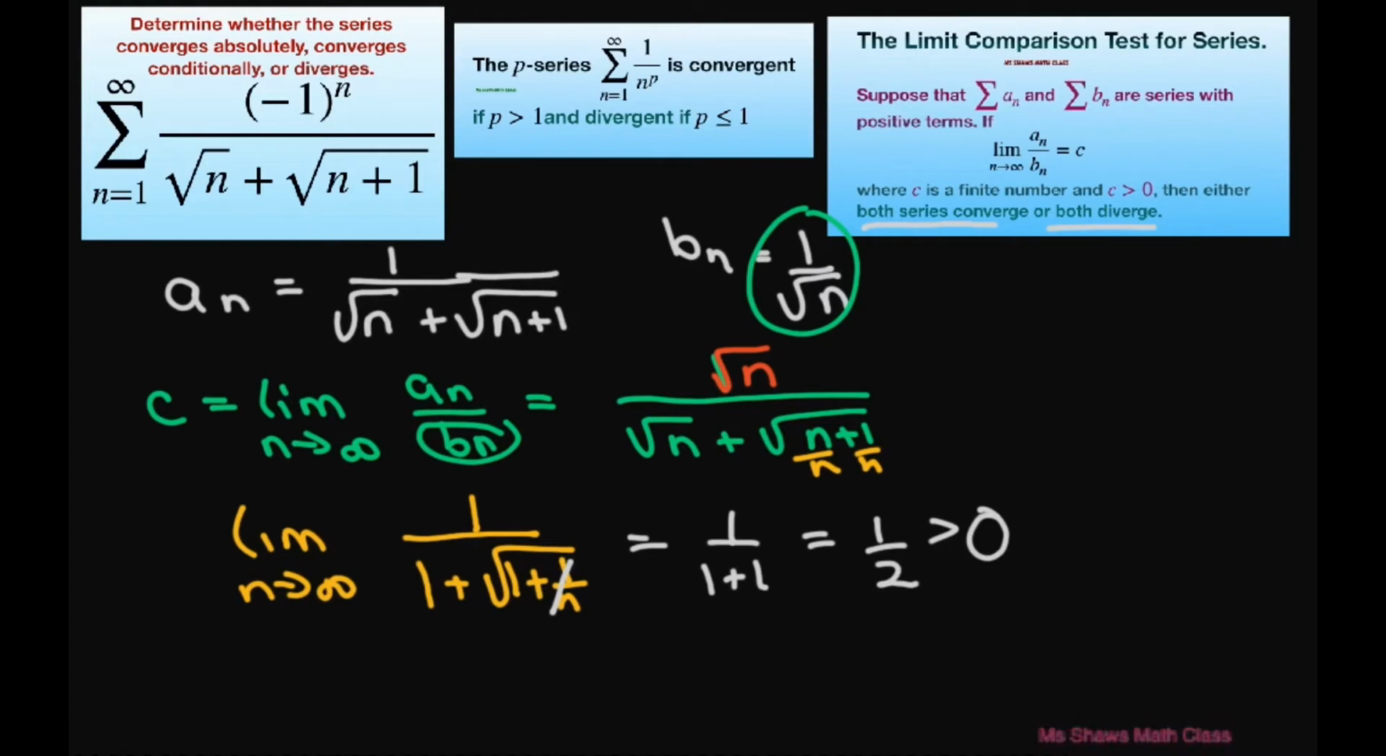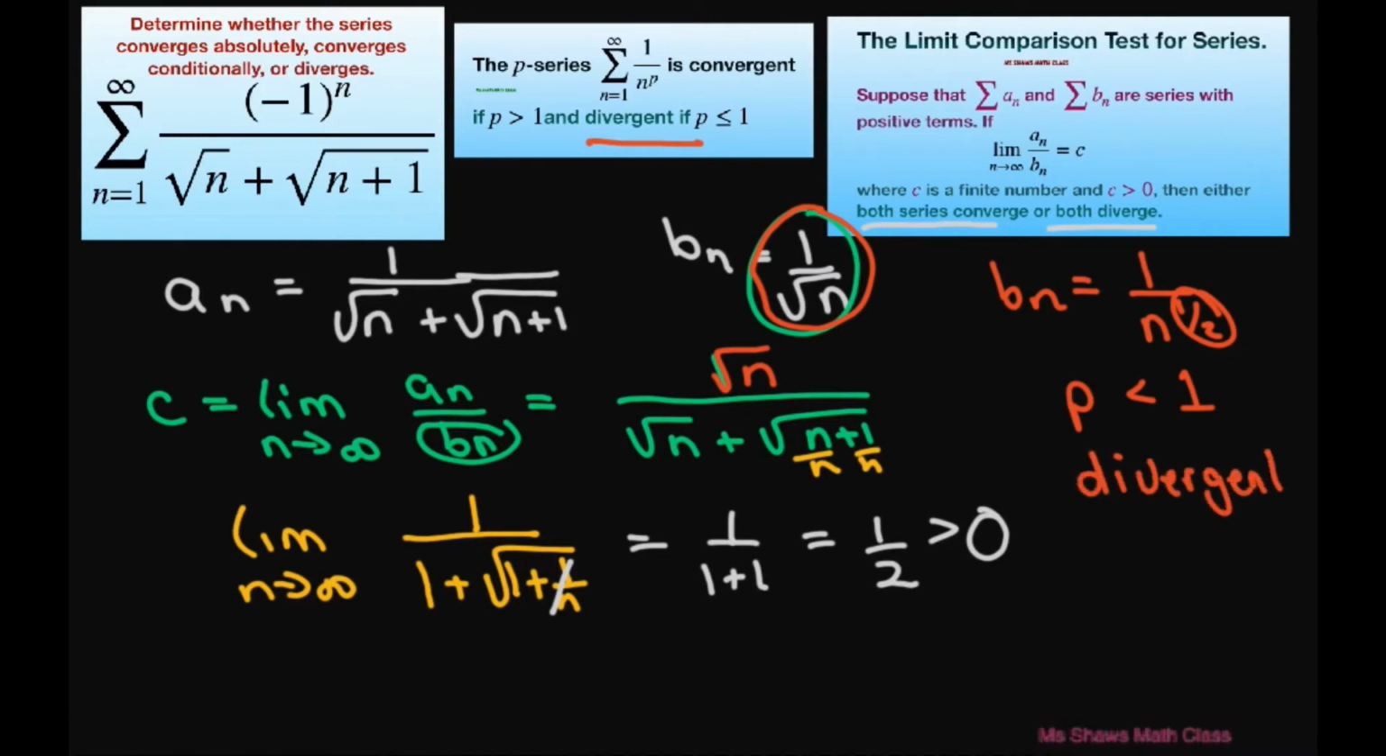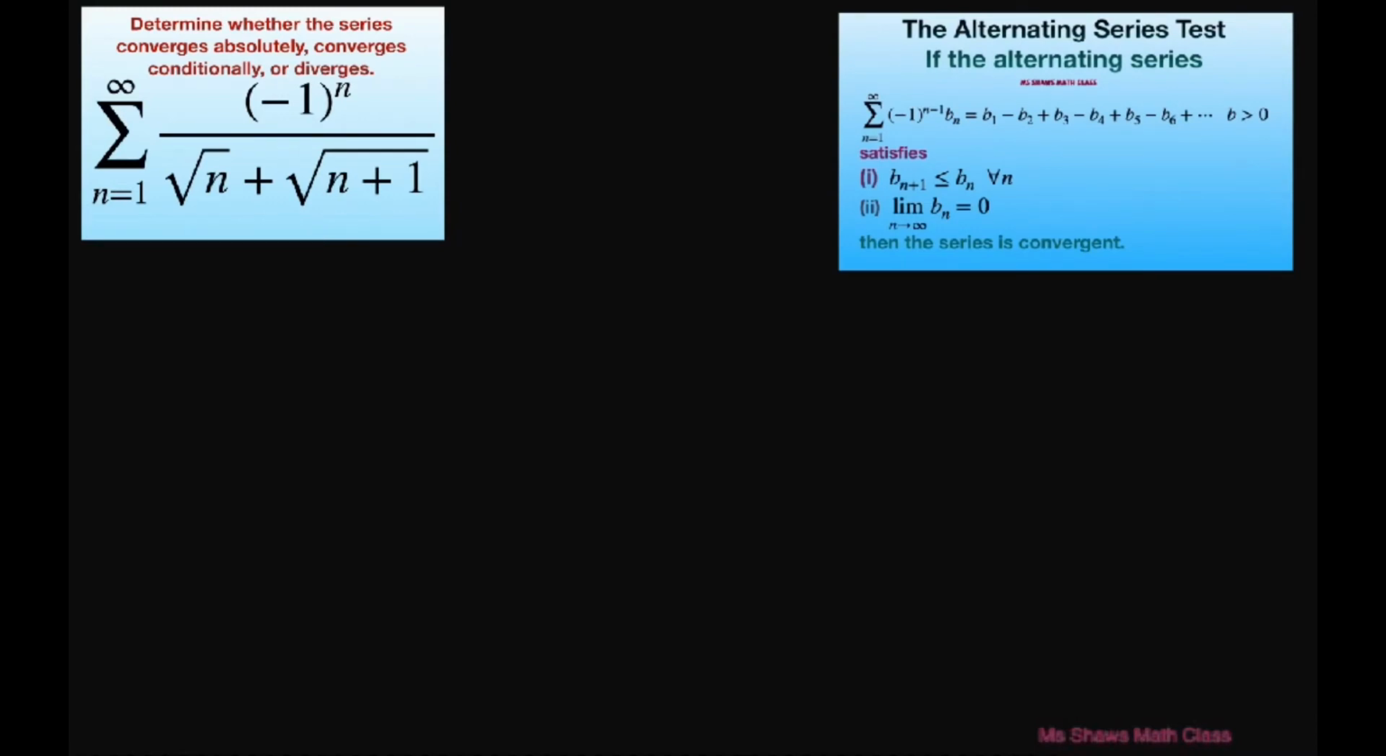So looking at our comparison here, we have b sub n equals 1 divided by n to the power 1/2. So p is less than 1. That means it's divergent. So our series is not absolutely convergent. So now let's see if it's conditionally convergent by using the alternating series test. So for that, we need to check for conditional convergence.